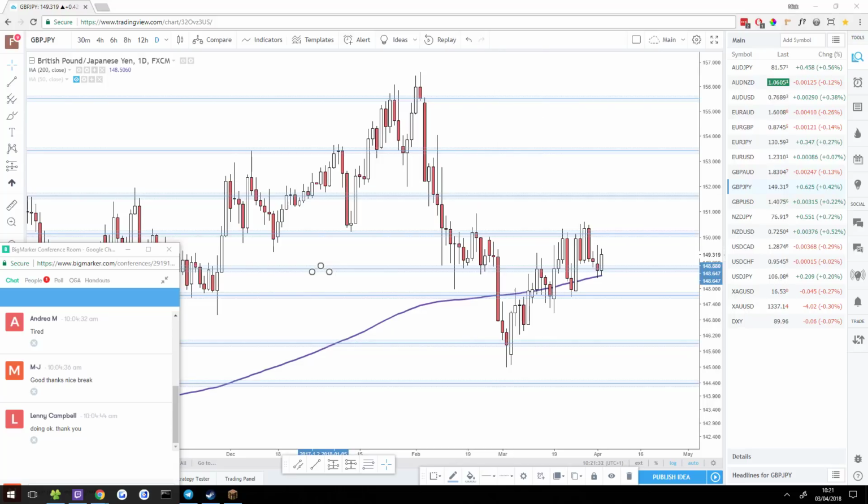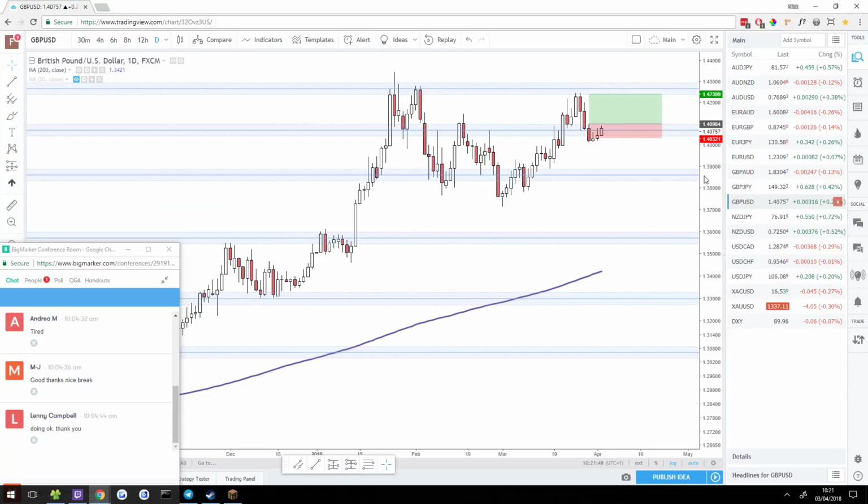So if we do get a break and close above the 150, and then price falls back down to test that 150 area, I will be looking for a long trade from there. But right now, much like the other pairs, there's really not that much going on.